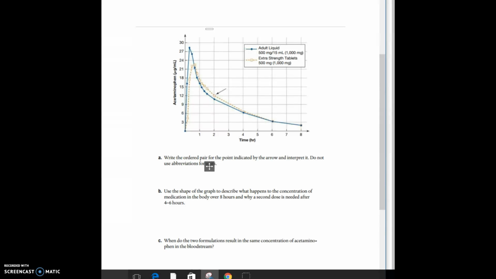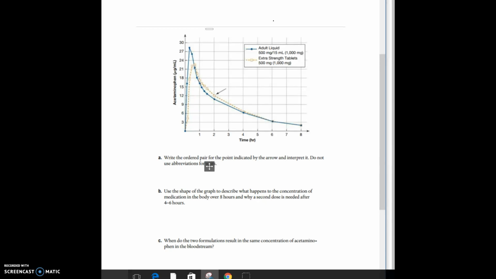Okay, so the only thing that this graph is missing is a title. So I don't know if they're considering this. This is more of a legend to me. So they probably should have like liquid versus tablets results or something like that. So they're kind of missing a title there.